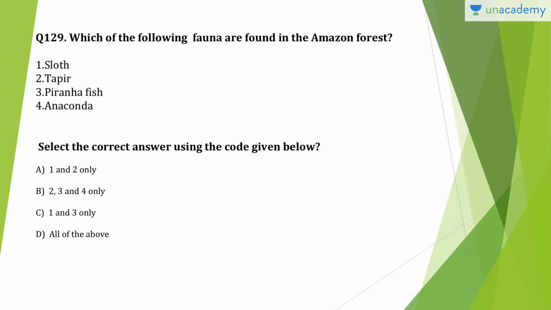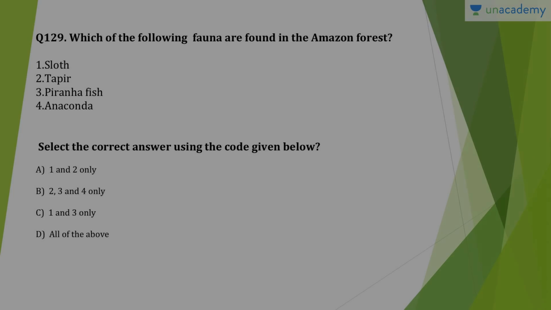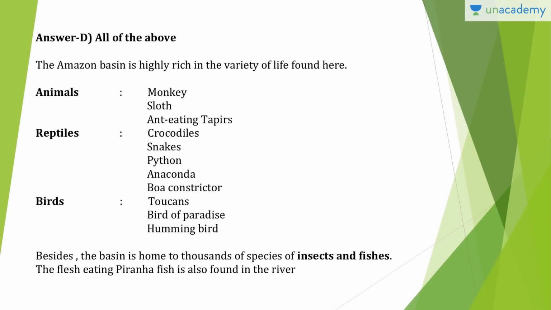Question number 129. Which of the following fauna are not found in the Amazon forest? Sloth is definitely there, then tapir is there, then piranha fish is also there, anaconda is also there. Like every animal will be found there. Answer is D, all of the above. You just name the animal, it will be there.